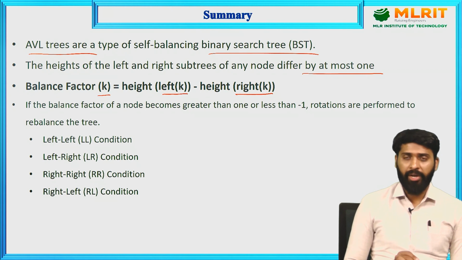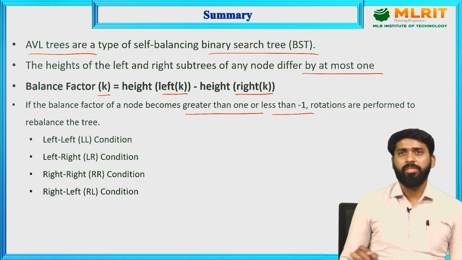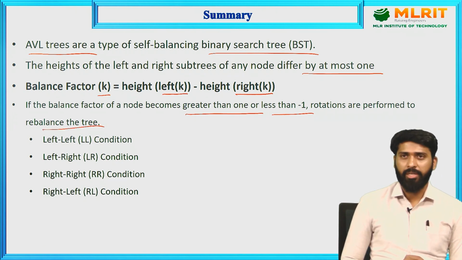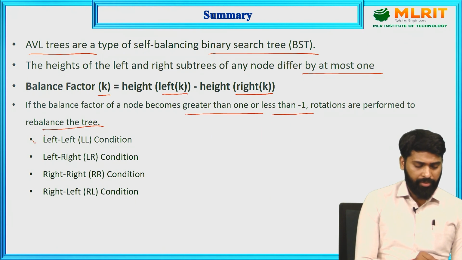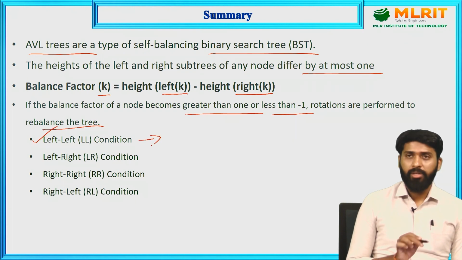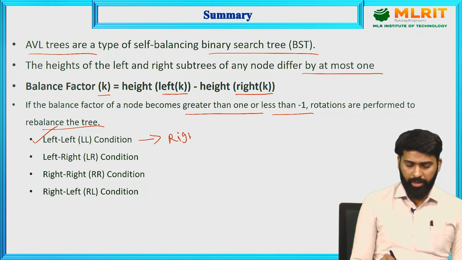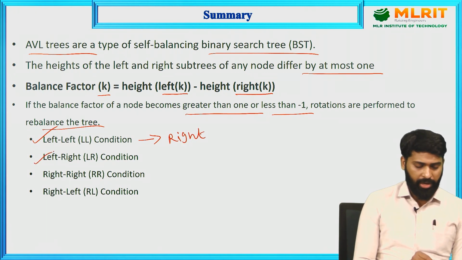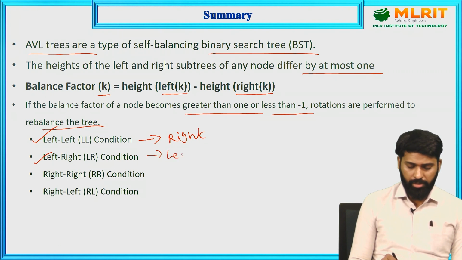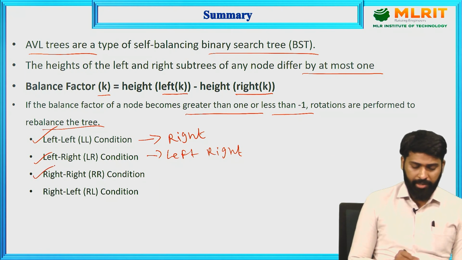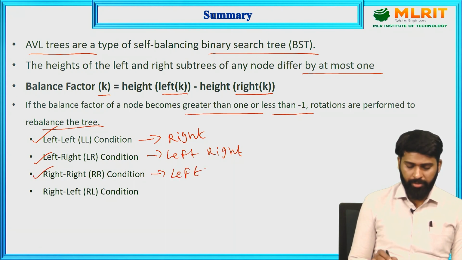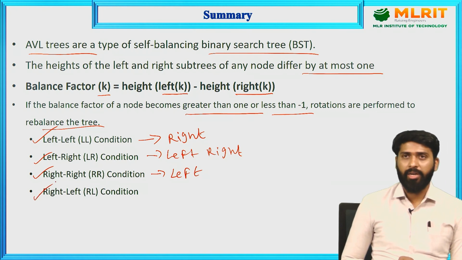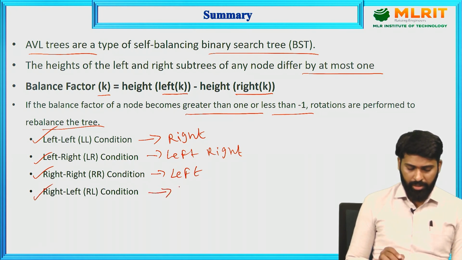If the balancing factor of a node becomes greater than 1 or less than minus 1, rotations are performed to rebalance the tree. So we have 4 conditions. If the left left condition happens, then rotate to the right. If the left right condition, then the rotation is left right. If the condition is right right, then the rotation is left. If the condition is right left, the RL condition, then the rotation is right left.